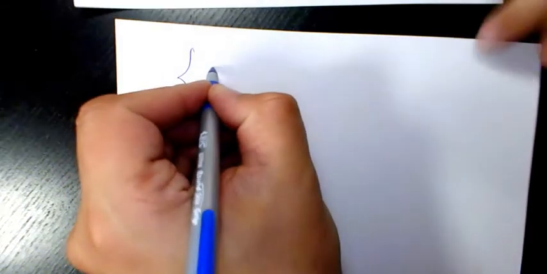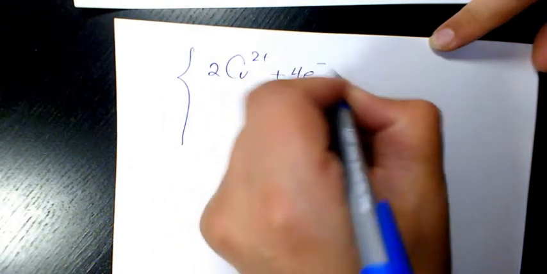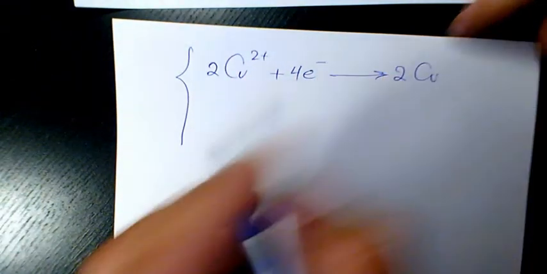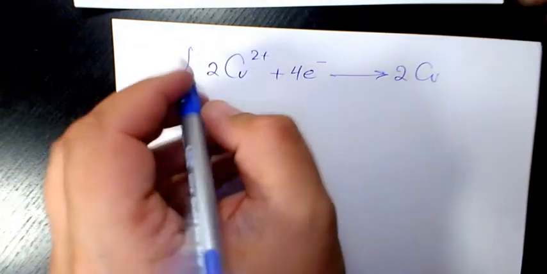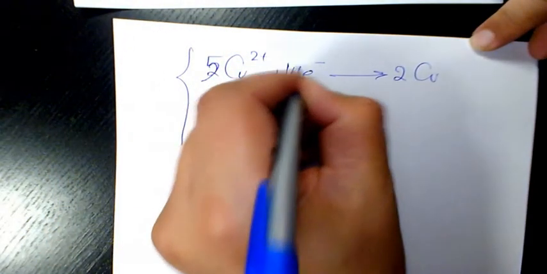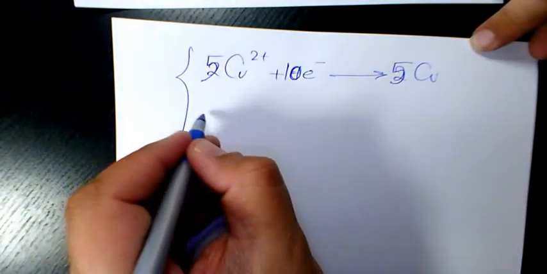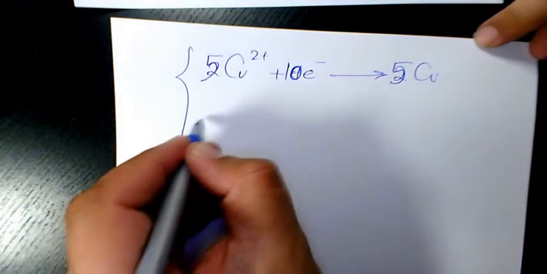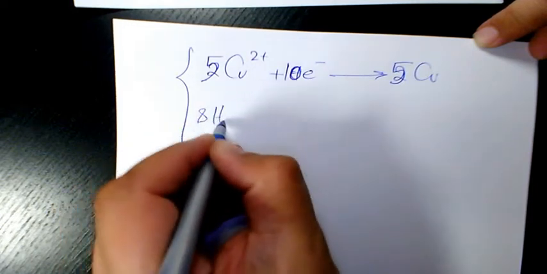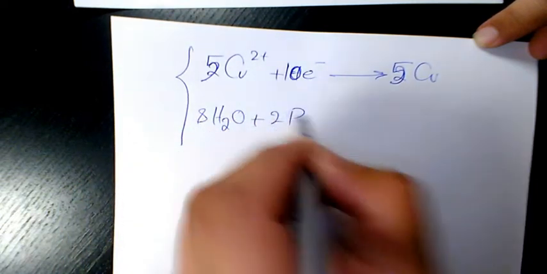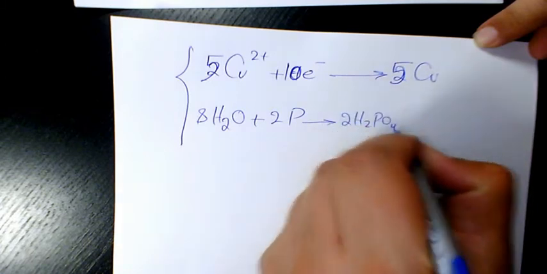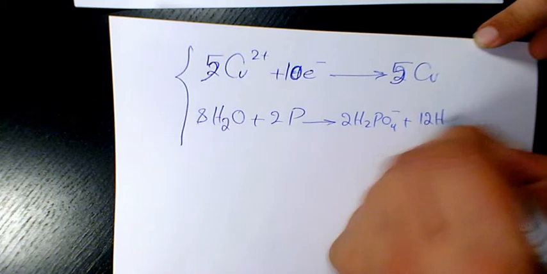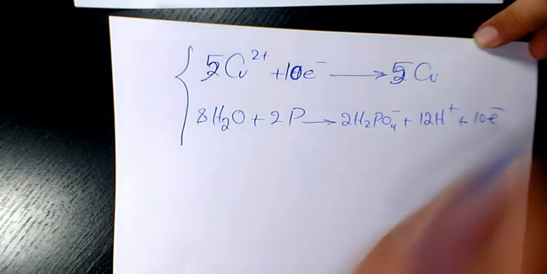The first reaction multiplied by 2 would be 2 Cu2+ plus 4 electrons gives us 2 Cu. Actually, the first reaction we needed to multiply by 5. So 5, 10, and 5. And the second reaction we need to multiply by 2. So it's going to be 8 H2O plus 2 phosphorus gives us 2 H2PO4- plus 12 H+ plus 10 electrons.